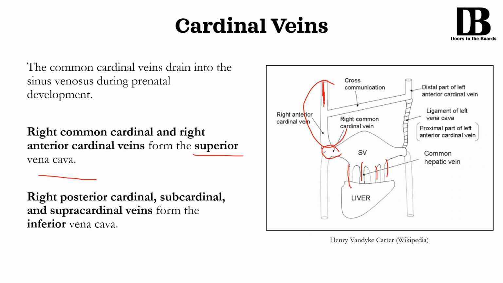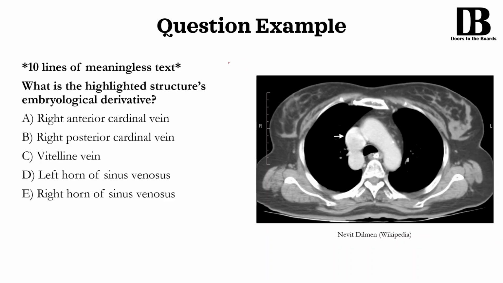This will be eventually your jugular. This will be another jugular. This will be the brachiocephalic vein. The inferior vena cava will come instead from the right posterior cardinal vein. There are also other anastomotic veins, for example, subcardinal and supracardinal, which also contribute to the formation of the inferior vena cava. So this is all mainly memorization.